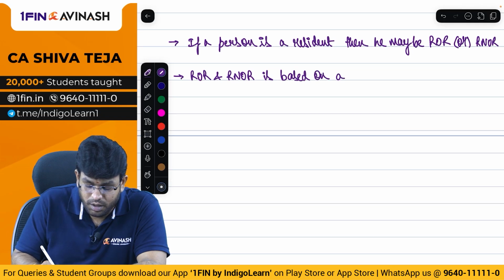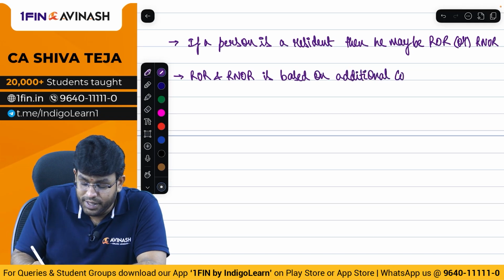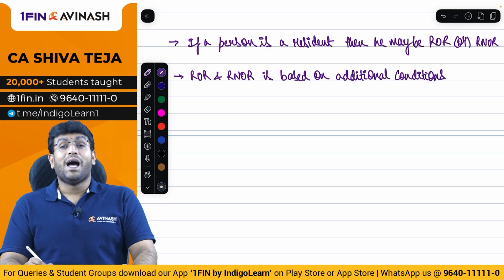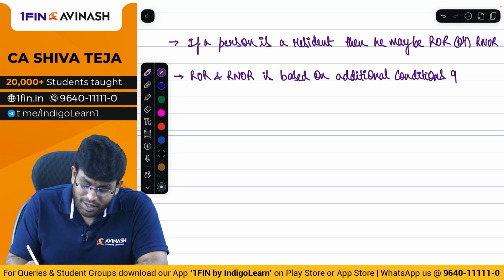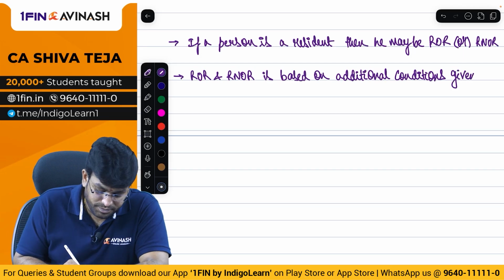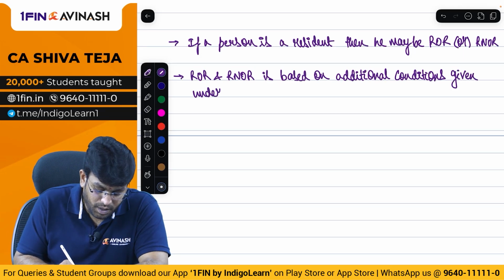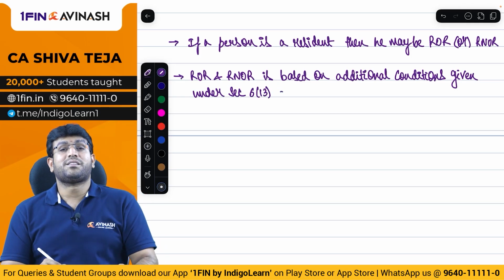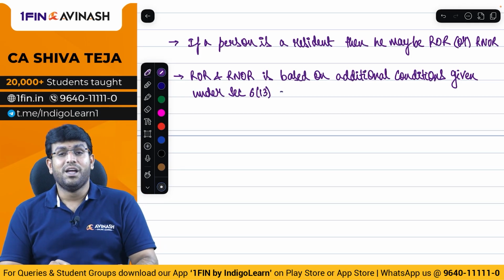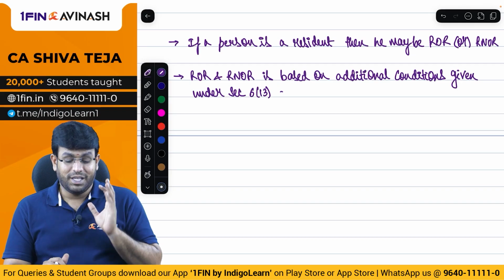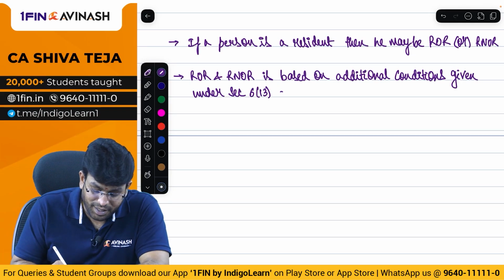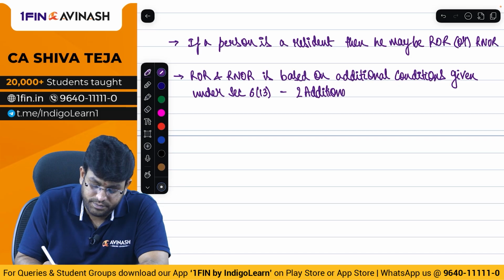ROR and RNOR is based on additional conditions. Based on what, my dear friends? Additional conditions which are given under section 6(1)(c). Section 6(1)(c) has given some additional conditions. Two conditions they have given. Clear, friends? Everybody. And there are two additional conditions.